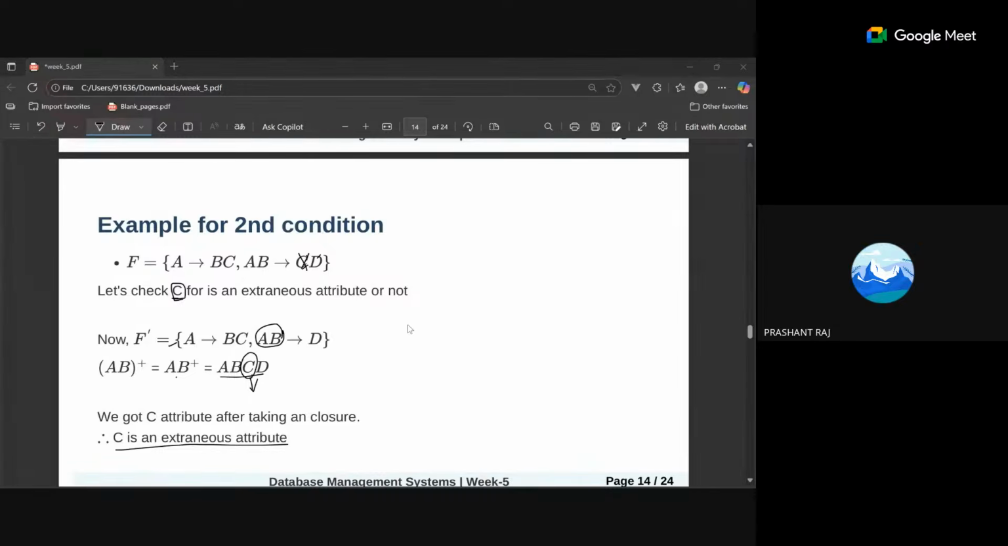So how do we calculate the closure, sir? Just a minute.